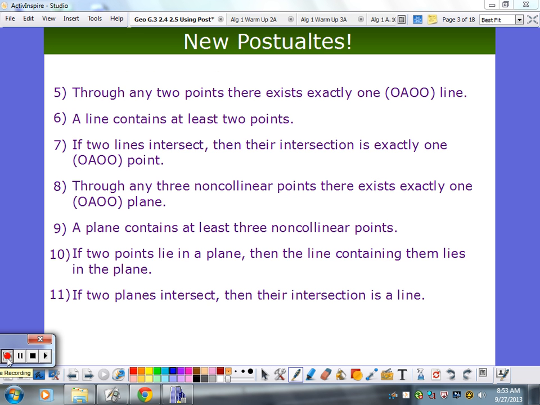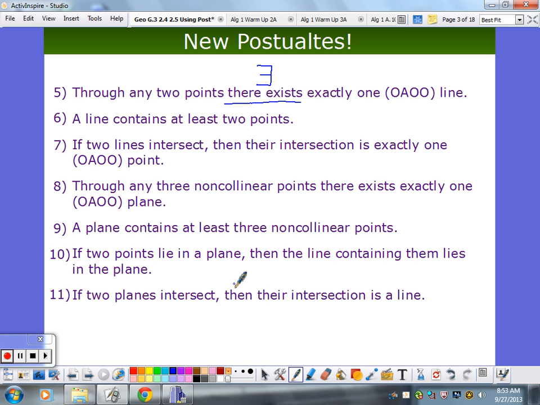Let's see what our new postulates are. Through any 2 points, there exists exactly one and only one line. There's another little symbol for this one. You ever look in a math book? You ever see it? It looks kind of like a backwards E. It's shorthand for "there exists" because we say that all the time in math.